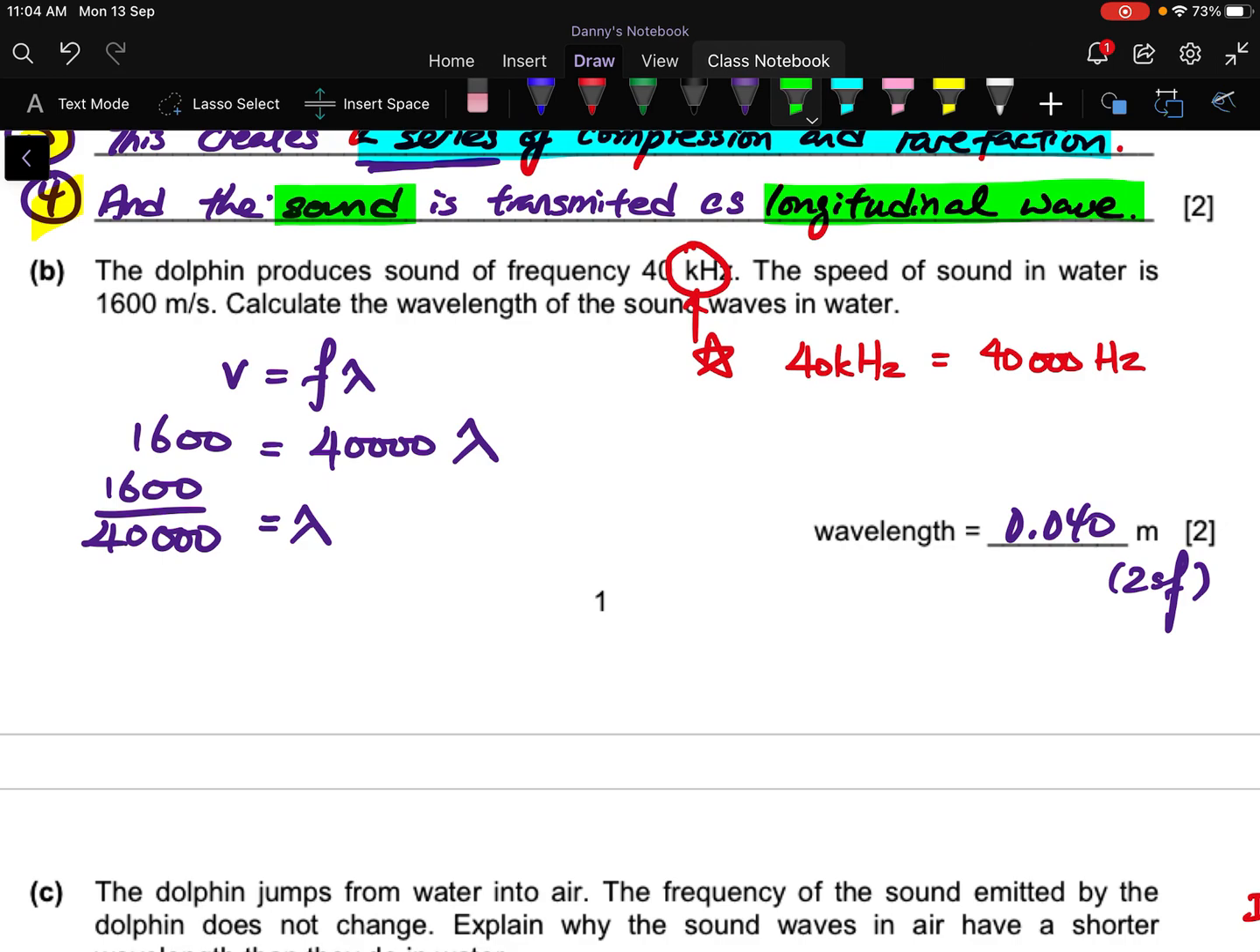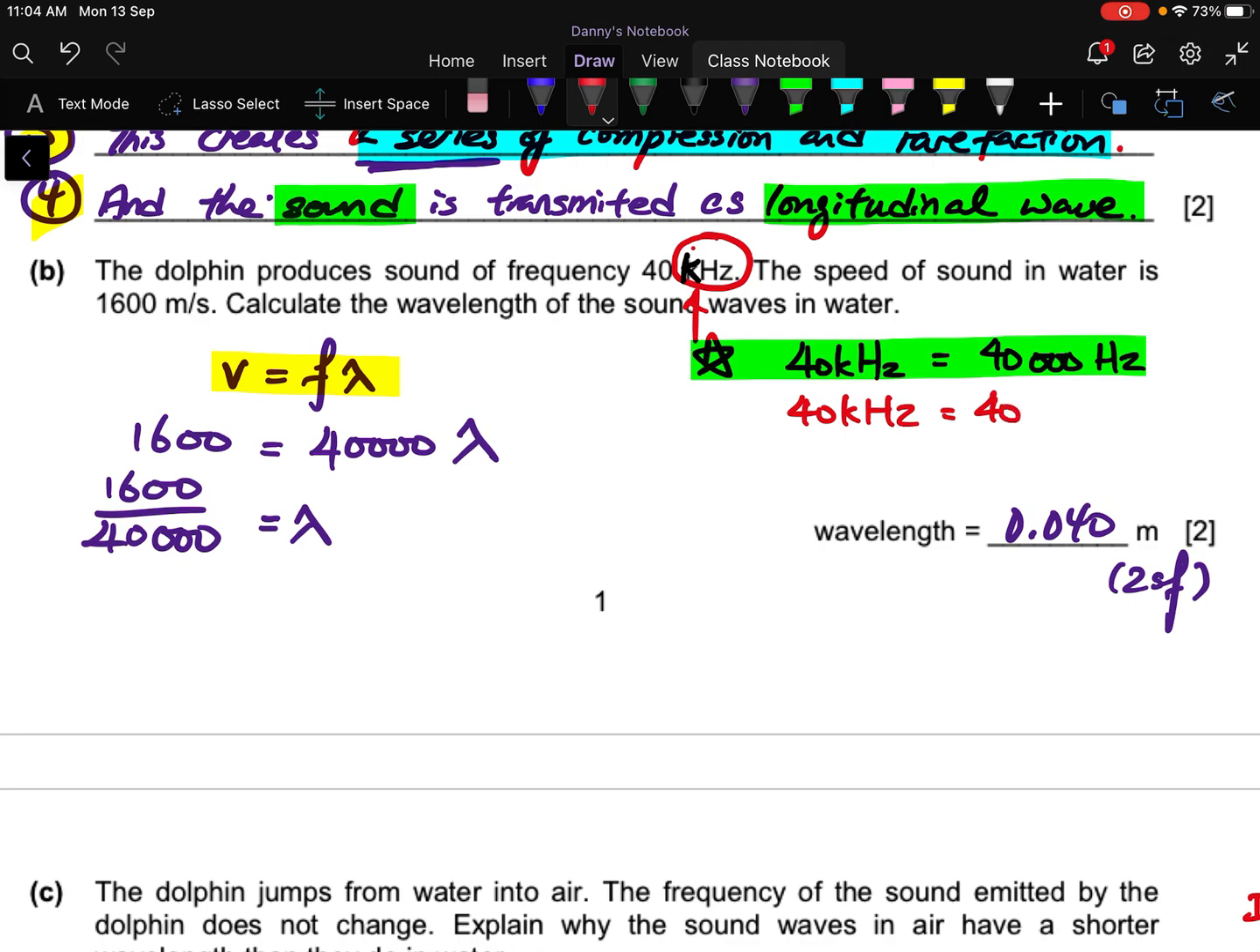Okay, for part B, most of you are able to see that you should use v = fλ, but only a very small number of you are aware that the unit given here is in kilohertz. If you look here closely, you will see kilo. I have been telling you that as a good habit, whenever you are doing a physics question, you should always circle something like this that stands out, the kilo. And the correct way of converting it is 40 kilohertz.